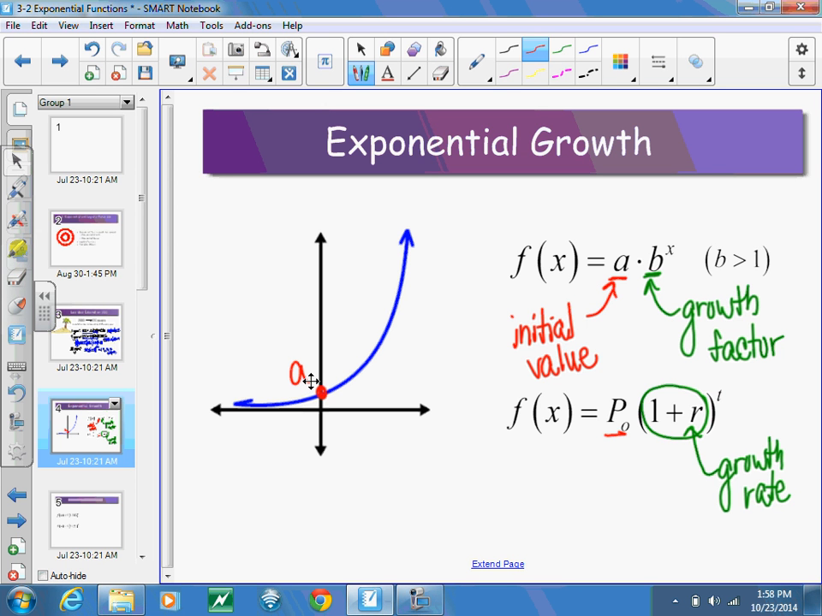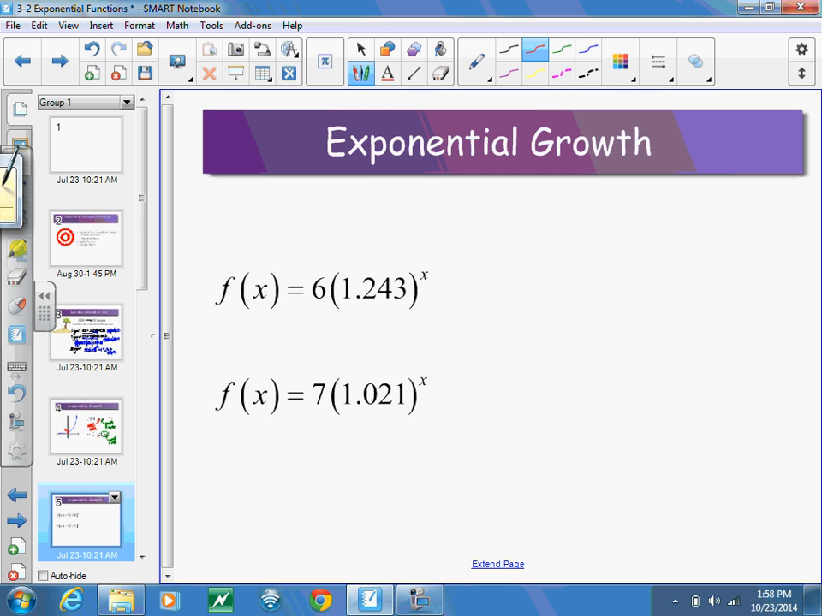So here's our exponential growth, just to get an idea about the initial value and the growth factor and seeing a couple examples of this. I have 2 examples of some exponential growth functions. And by looking at both of these, I know that they are exponential growth because the growth factor is greater than 1.